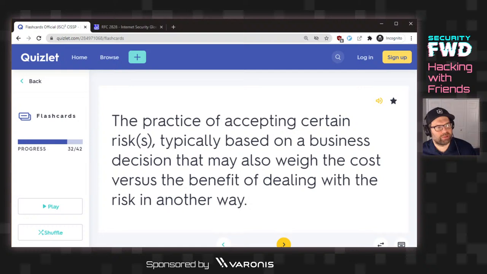Practice of accepting certain risks typically based on a business decision that may also weigh the cost versus the benefit of dealing with the risk in another way. So is this risk mitigation? Risk acceptance. Ugh. I don't like accepting risk. I want to mitigate it. The practice of accepting certain risks typically based on a business decision that may also weigh the cost versus the benefit of dealing with the risk in another way.